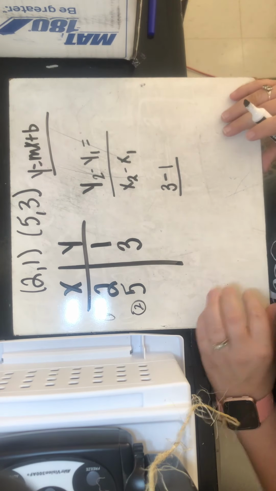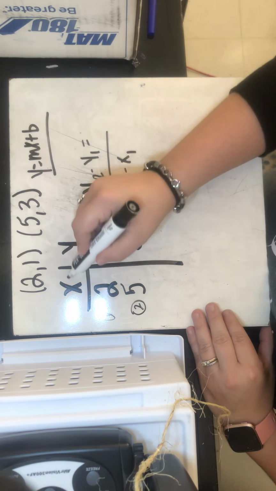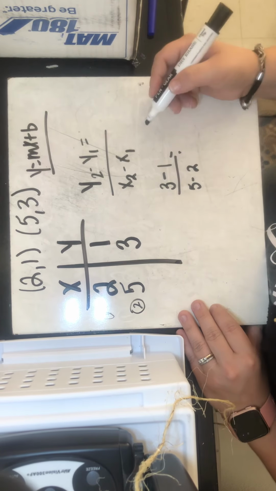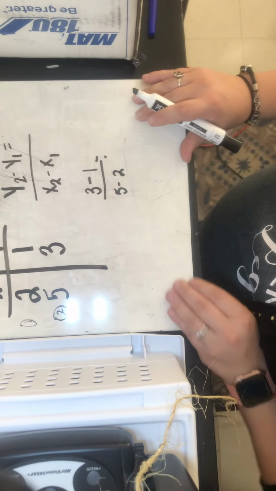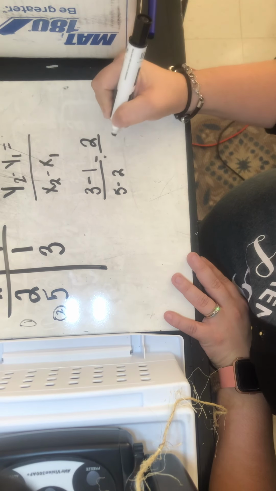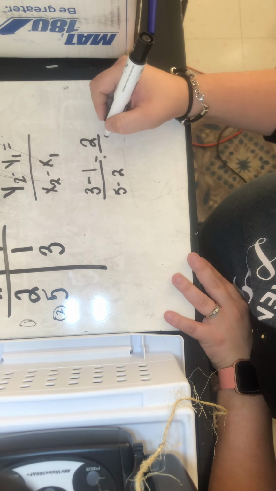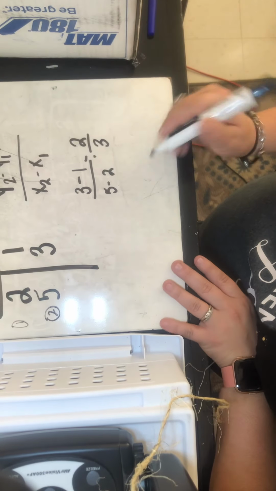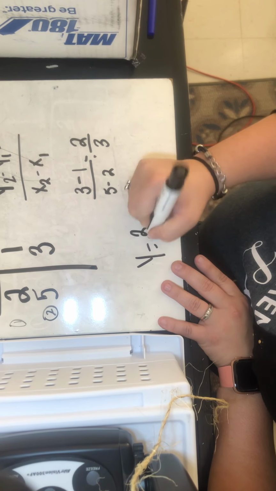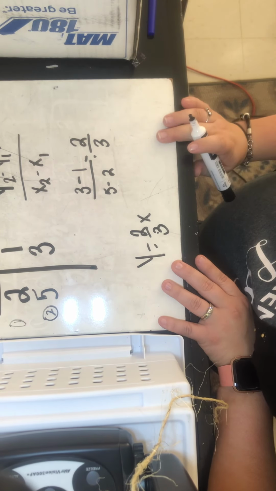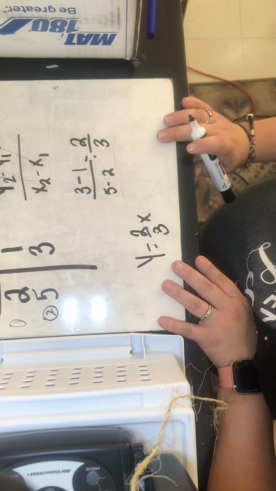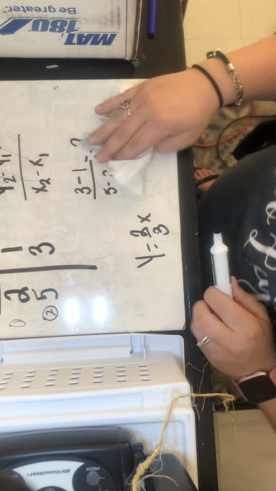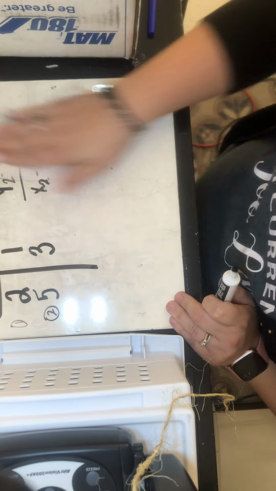Now we need to do the same thing with x's. Here's my x, 5 and 2, right? So it'd be 5 minus 2. What is 3 minus 1? 2. And what is 5 minus 3? 3. So when we go to write our formula, it's going to say y equals 2/3 x. Okay? Yes. So that's how it's going to look as an ordered pair from 2 points.